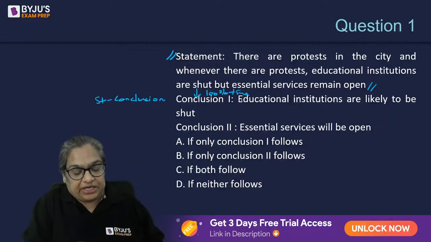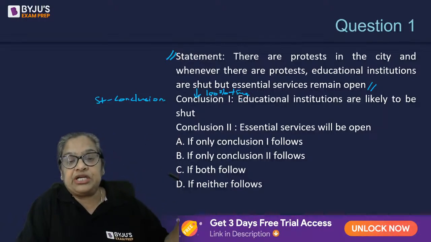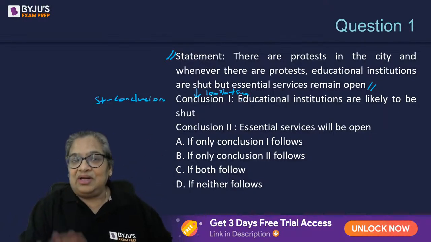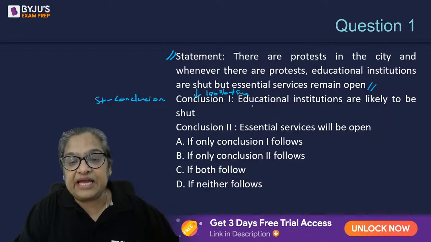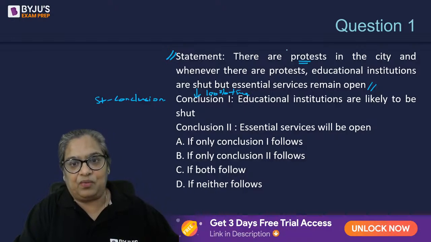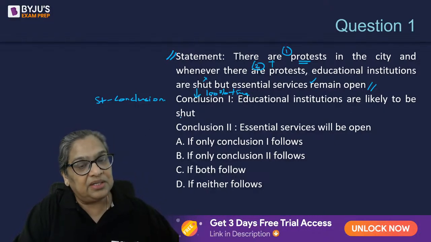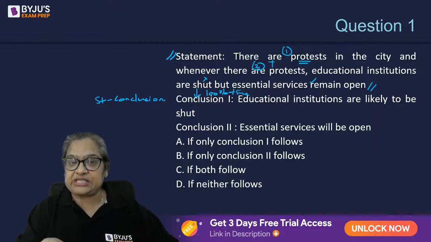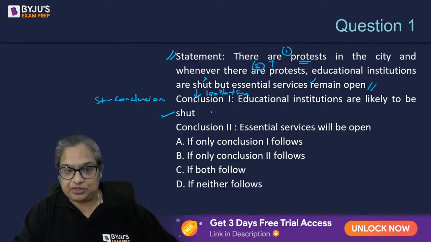Clear? So whenever there are protests in the city, educational institutions remain closed, essential services remain open. Based on this, there are protests in the city, right? So that is one fact. And whenever there are protests, this shuts down, this remains open. Putting 1 and 2 together, can we say educational institutions are likely to be shut? Whenever there is a protest, they are shut. A protest is happening now. So it is most likely that today also schools and colleges will be shut. So this is a conclusion.